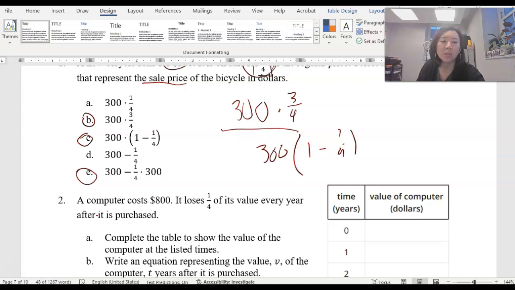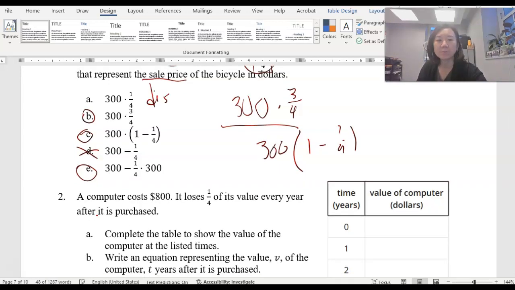And D will give us 299 3/4, which doesn't have anything to do with the problem, right? So D is kind of like a distractor. And A gives us the discount.